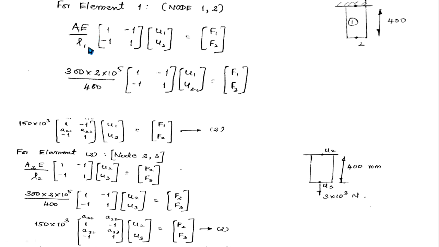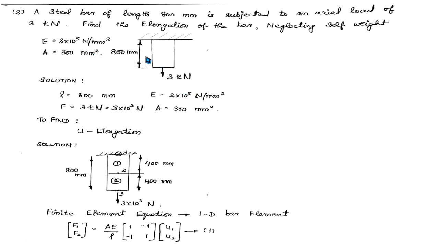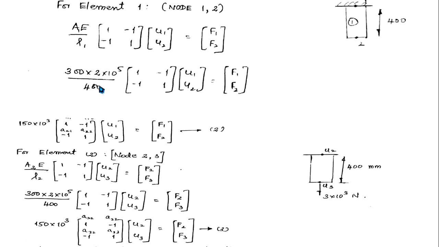What is L? L is also constant, because you have divided it into two equal halves, so the lengths are equal. So you will get 300 into 2 into 10 power 5, Young's modulus, over 400, times U1. If you simplify this, you will get 150 into 10 power 3. So this is your finite element equation for element 1.